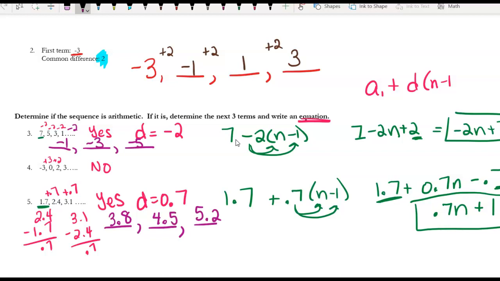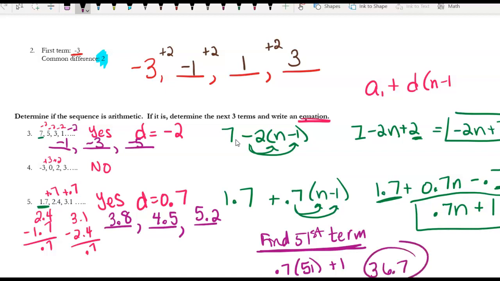Okay, let's try one other thing it doesn't say. Let's say we want to find the 51st term. We're going to just do it on this one down here. To find the 51st term, I'm going to plug in 51. And so now we take our calculator, 0.7 times 51 plus 1, and you get 36.7. So sometimes you're going to have to plug in a number, but that's all you do. You know what n is, so you plug it in. The biggest thing you guys have to be aware of is this formula here. Remember, it's your first term plus the difference times n minus 1.